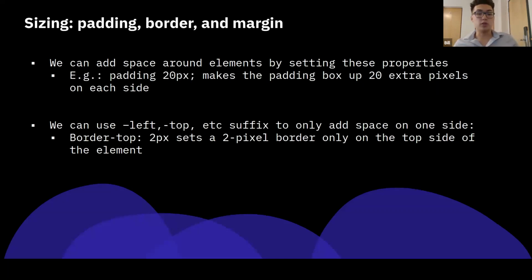Now, we can also use left and top with a dash as a suffix to add space only to one side. So if we just wanted, say, a border on top, we could write border dash top. If we just want padding on the left, we can write padding dash left. And yeah, we can do that with left, top, bottom, right, anything we want.